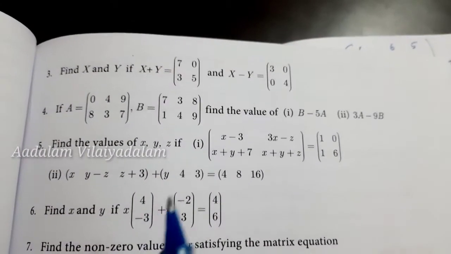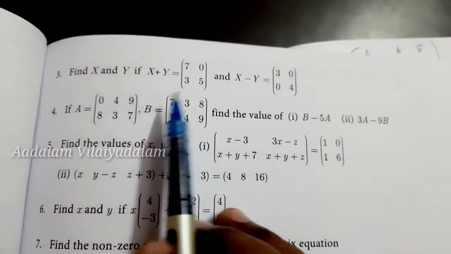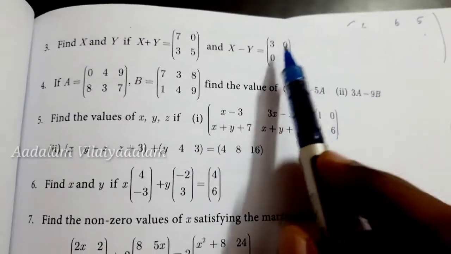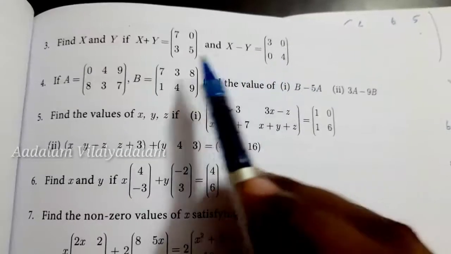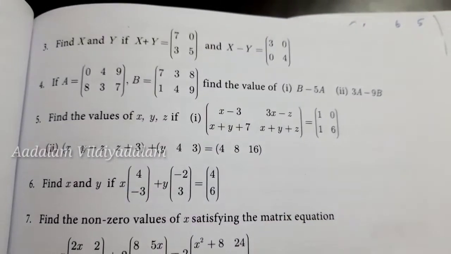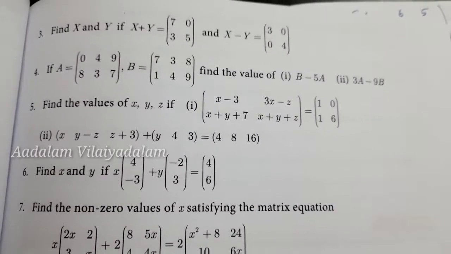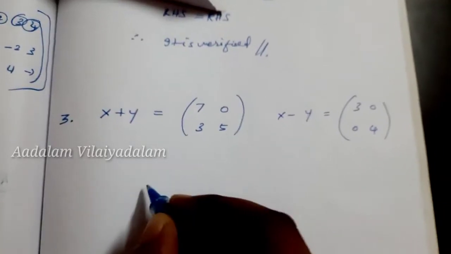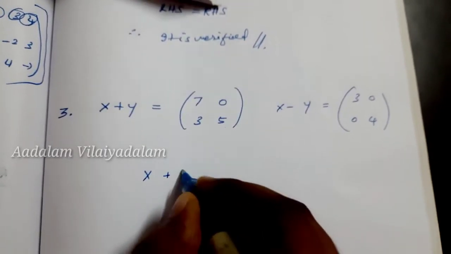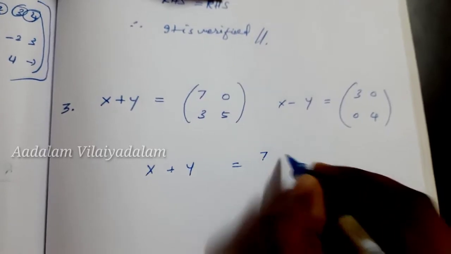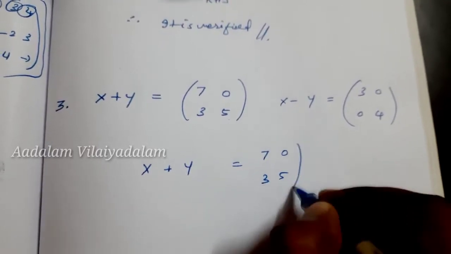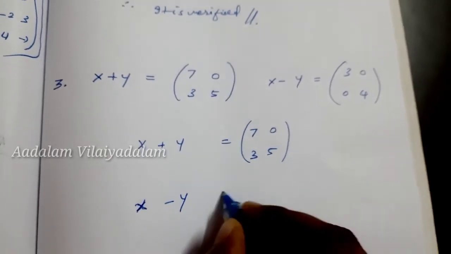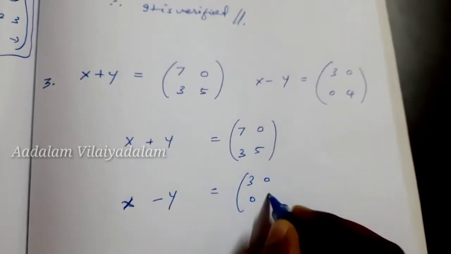Now, the third question is, find x and y if x plus y equals 7035 and x minus y equals 3004. So it is like an equation. So let's solve the equation to find the values of x and y. Let us solve this in this way, that is x plus y equals 7035. Okay, and write it again, x minus y equals 3004.